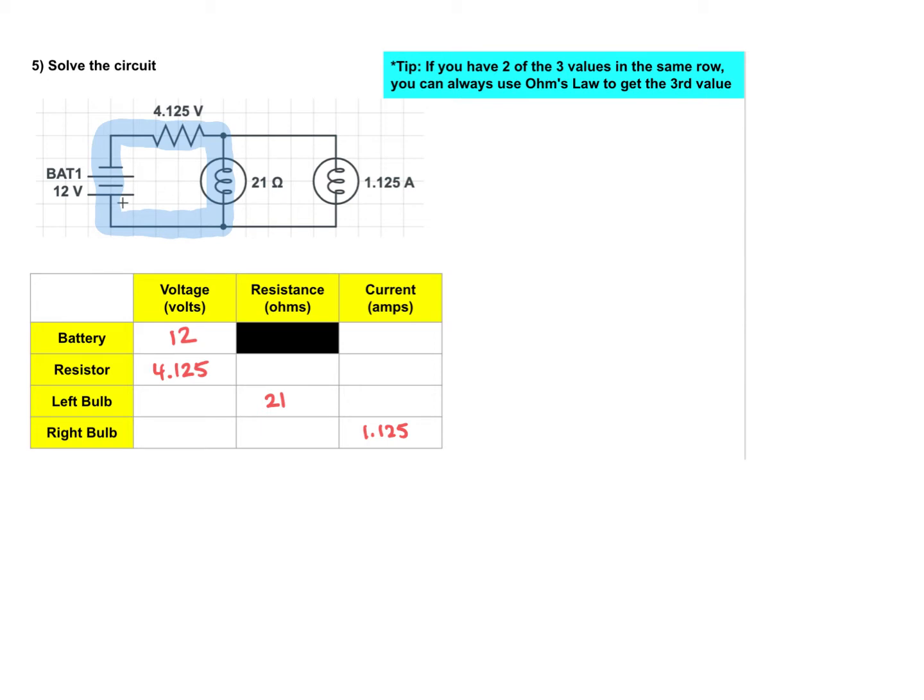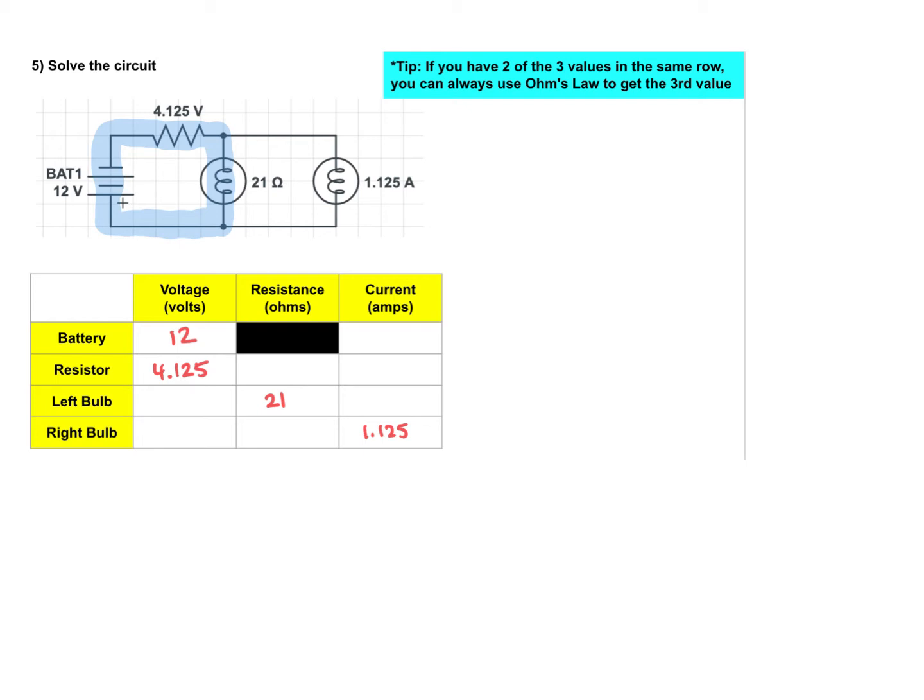And that loop, the voltage law says that in every loop, the voltage gains, which is 12 in this case, has to equal the voltage losses. And there's two places in that loop where voltage is being lost, the resistor and the light bulb. The resistor, it says, takes away 4.125 volts. So therefore, the light bulb has to take away the rest.